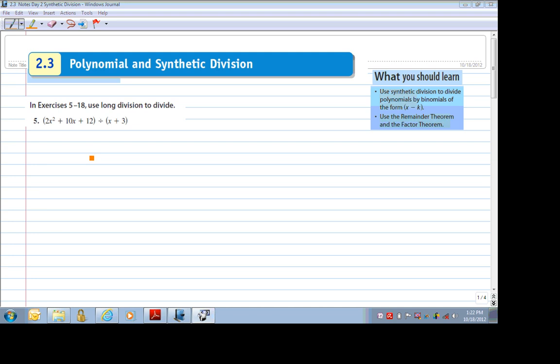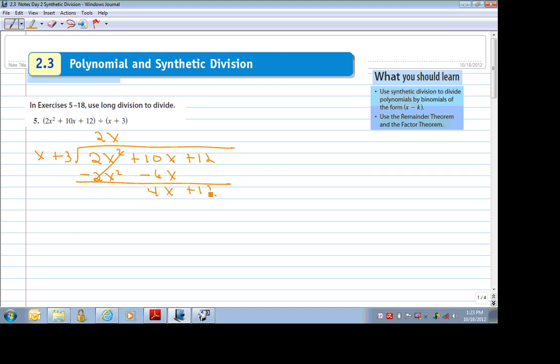You're going to start out here with 2x squared plus 10x plus 12, and we're going to divide by x plus 3. So x times something is 2x squared. That would be 2x. 2x times x is 2x squared. 2x times 3 is 6x. Of course, we subtract, draw our line, cancel out. 10 and negative 6 is 4x plus 12.